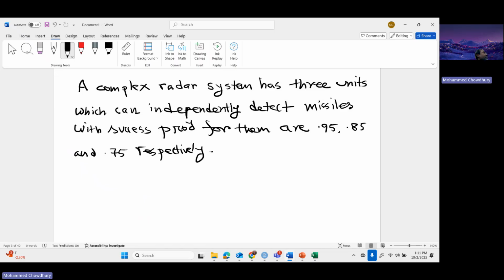You understand, right? So when there is a radar system, some people will monitor them. Some people will operate them, right? Okay. So first layer, second layer, third layer, something like that. So they have a success rate of shooting down the missile at 0.95, 0.85, and 0.75.